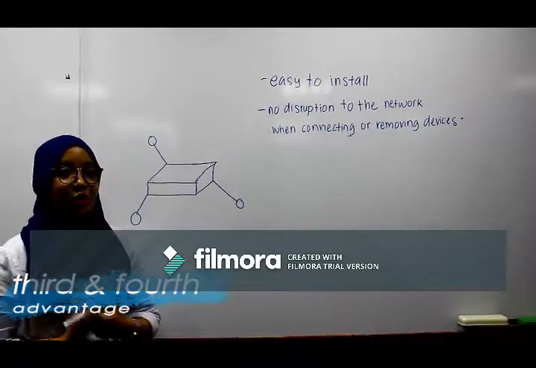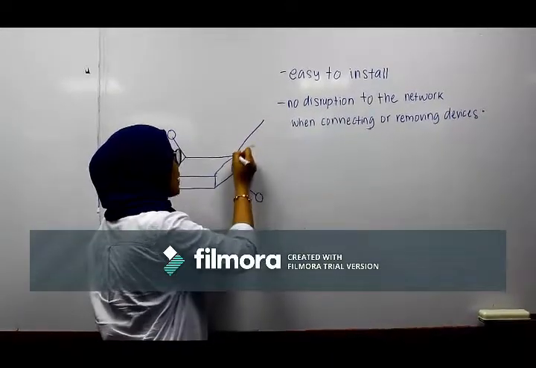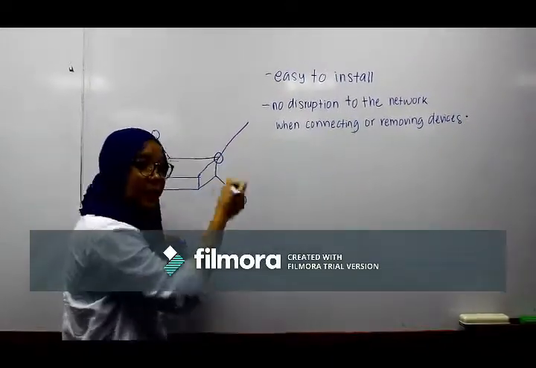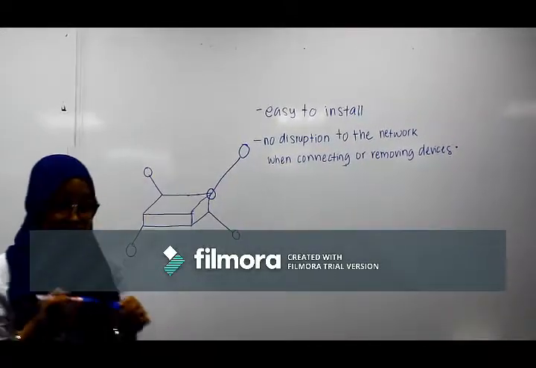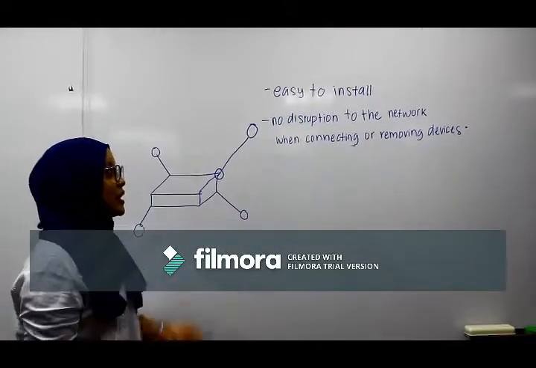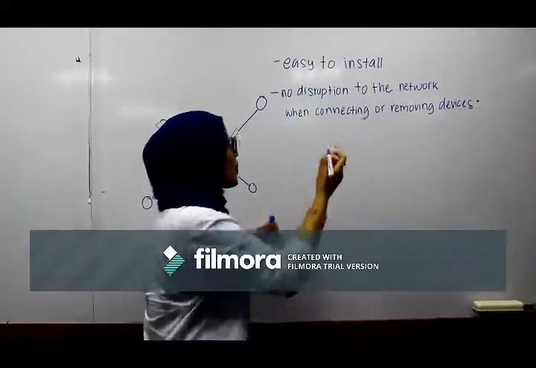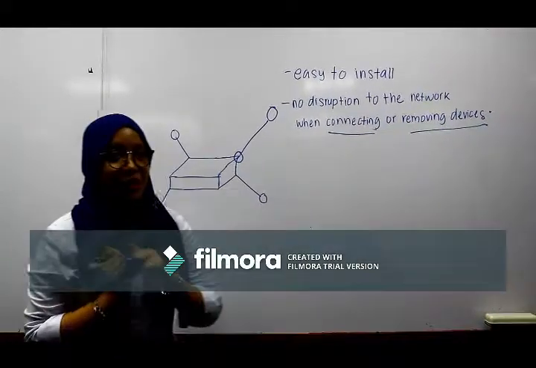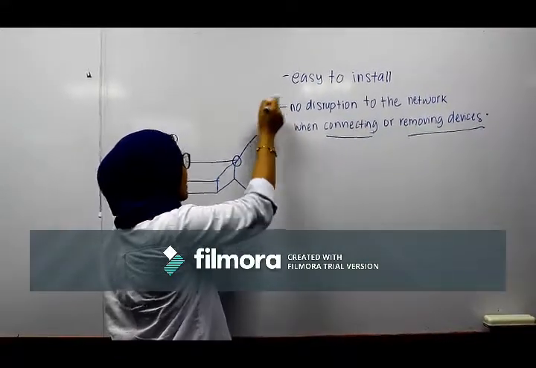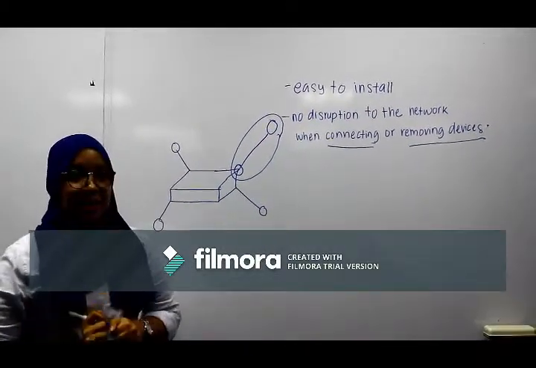If you want to add a new device, you just take the internet cable and then plug one end into your switch or hub and the other one into your PC. So your connection is done. Okay, the next advantage is there is no disruption to the network when connecting or removing a device. Let's say if you want to remove this device, you just unplug it without interfering with the network.